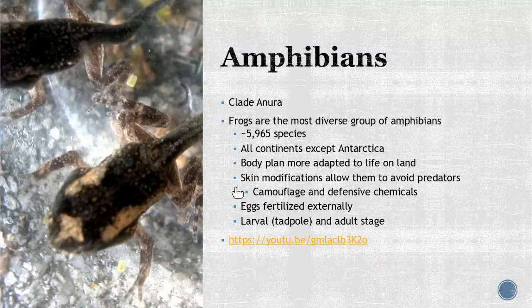With this one, you see a lot of skin modifications that allow them to avoid predators, by use of camouflage and defensive chemicals. They'll have bright colors to say, hey, I taste bad, to warn predators. So it's kind of cool. They actually go through external fertilization, and you think of tadpoles to frogs with this one. So here's a cool video, as I mentioned, that goes through the steps.